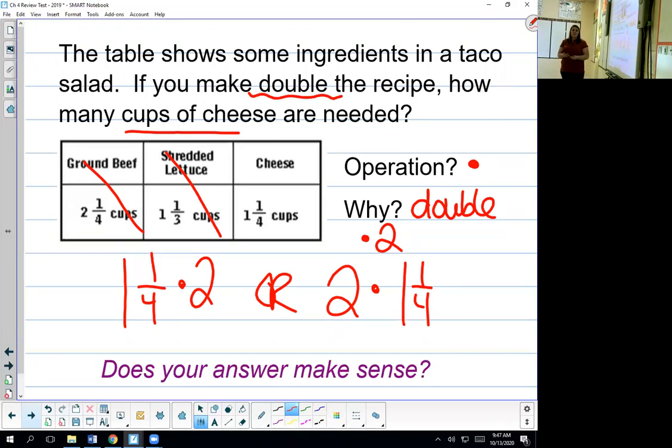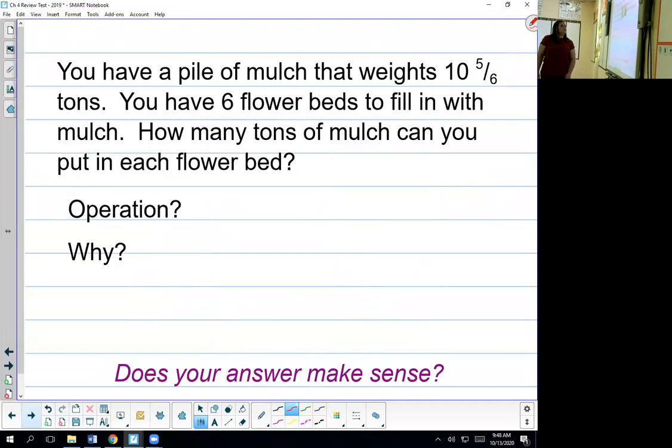When you get your answer, does it make sense? So this answer should be more than 2, right? So it should be a little bit more than 2. So this would be 2 over 1 times 5 over 4, which is 10 over 4, which is 2 1/2, like we did in the last question. That makes sense, 2 1/2 cups. Because 1 cup plus 1 cup is 2 cups, so 1/4 and 1/4 makes a half. There you go.